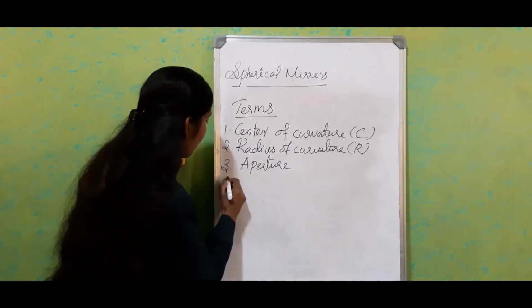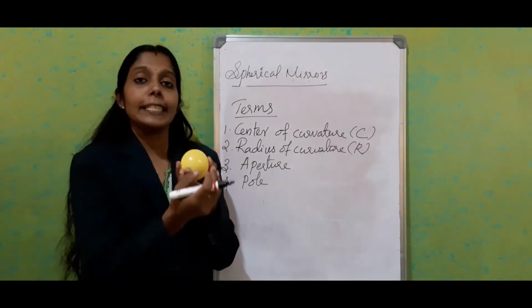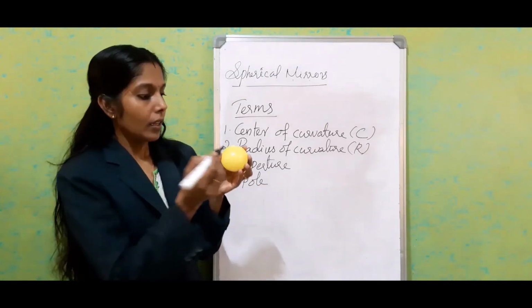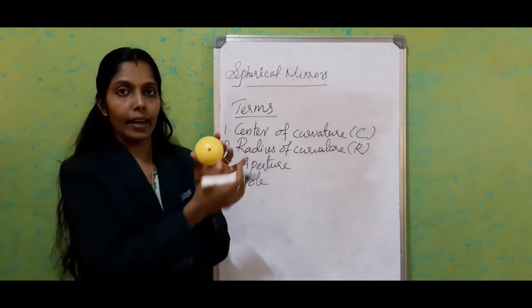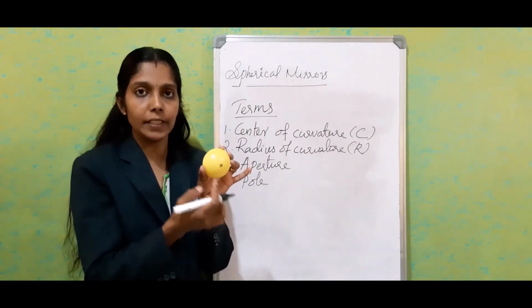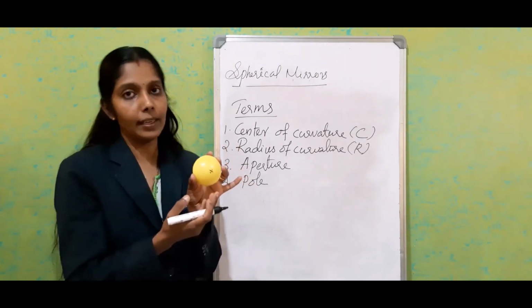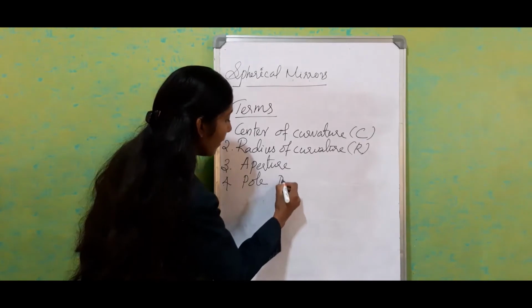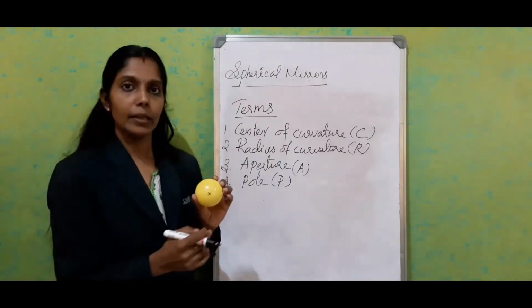Now we have the pole of the mirror. For this reflecting surface, the geometrical center, I am just marking the center here, for this entire reflecting surface, that center is called the pole of the mirror. And we represent this one with A and this one with P.